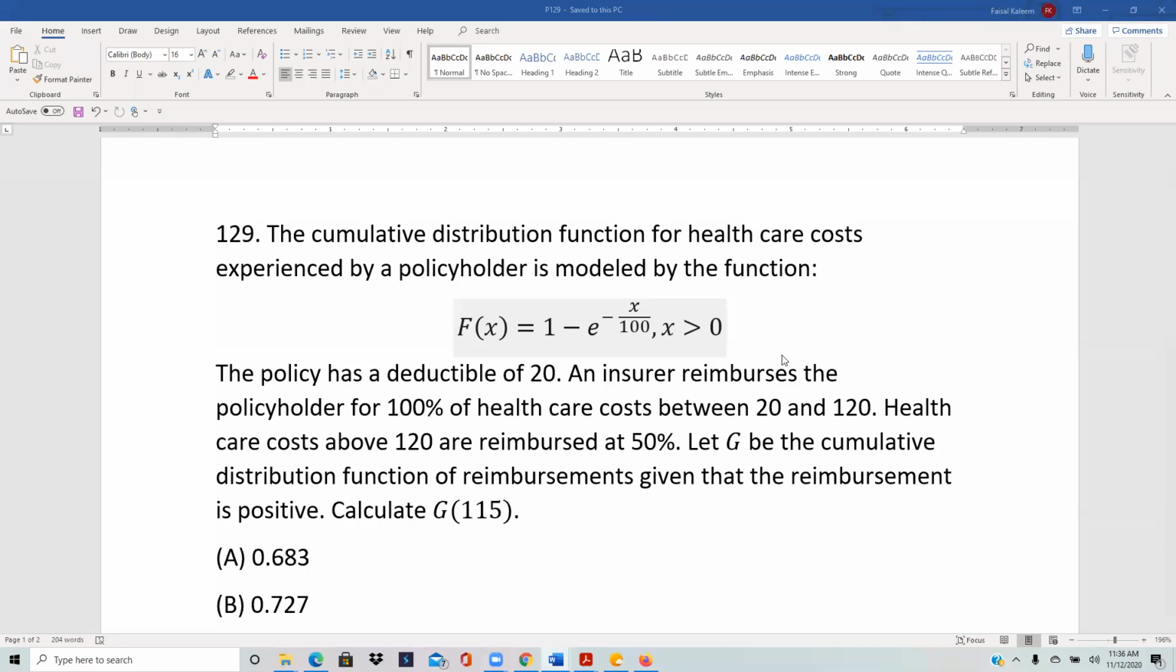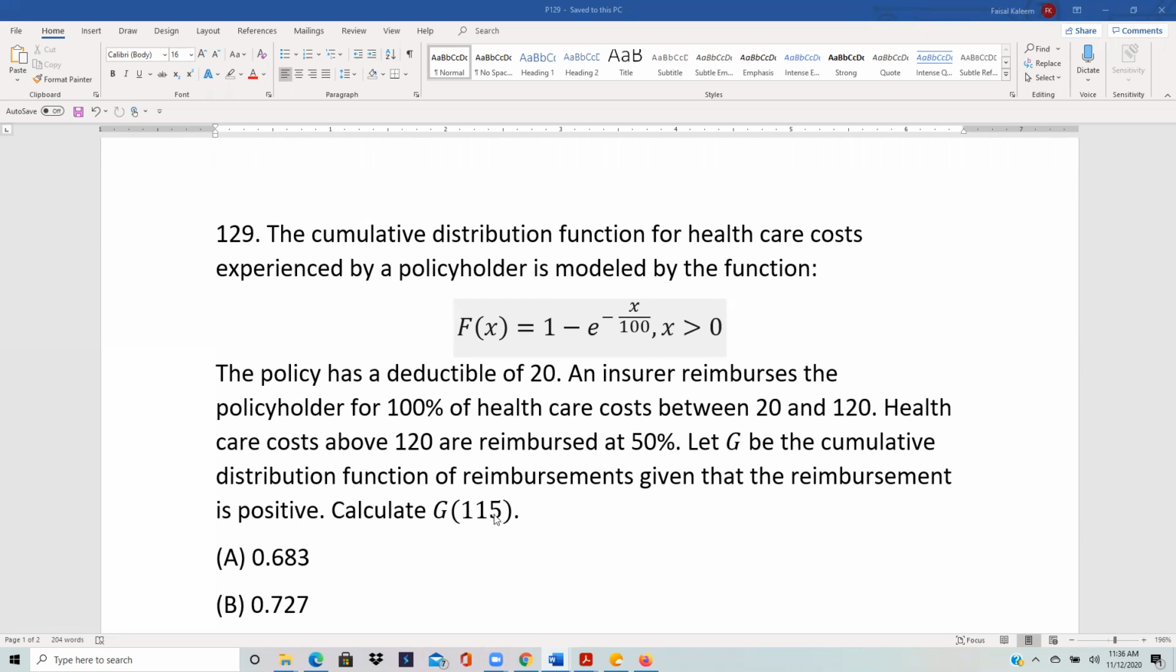The CDF for healthcare costs is given below by the big F. A policy has a deductible of 20. An insurer reimburses the policyholder 100% of the costs between 20 and 120. Healthcare costs above 120 are reimbursed at 50%. Let G be the CDF of reimbursements given that the reimbursement is positive.